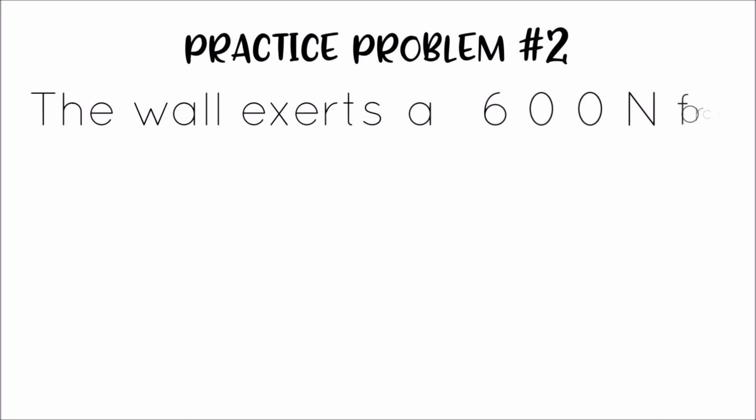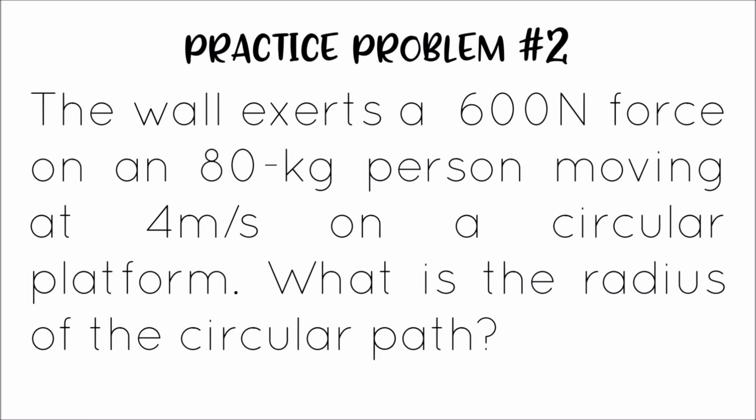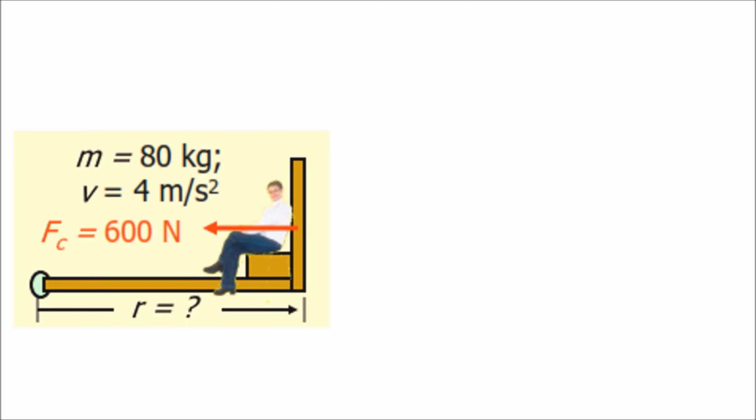The practice problem number 2. The wall exerts a 600 newton force on an 80 kilogram person moving at 4 meters per second on a circular platform. What is the radius of the circular path? First, we need to illustrate to better understand the problem. Next, we need to state all of the given.